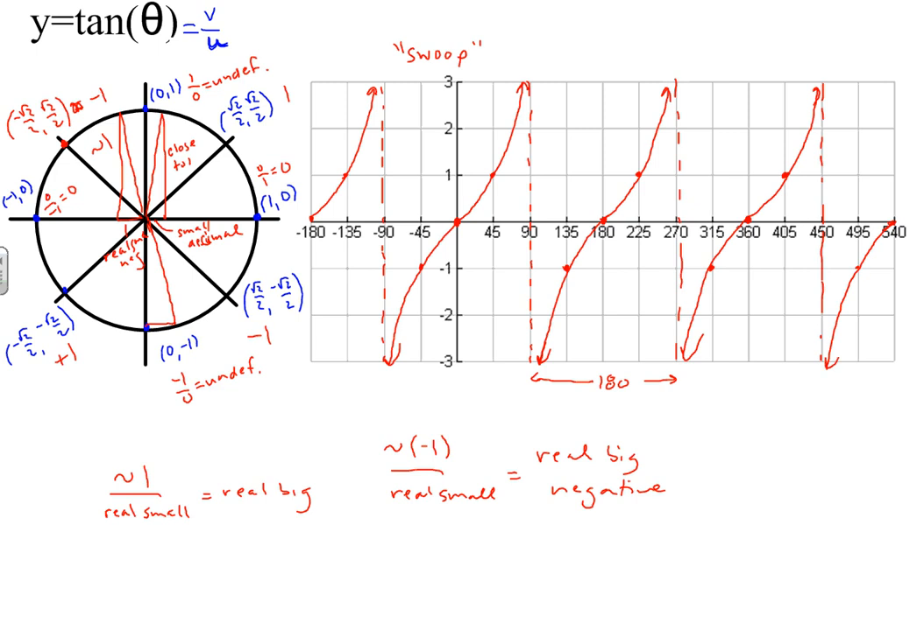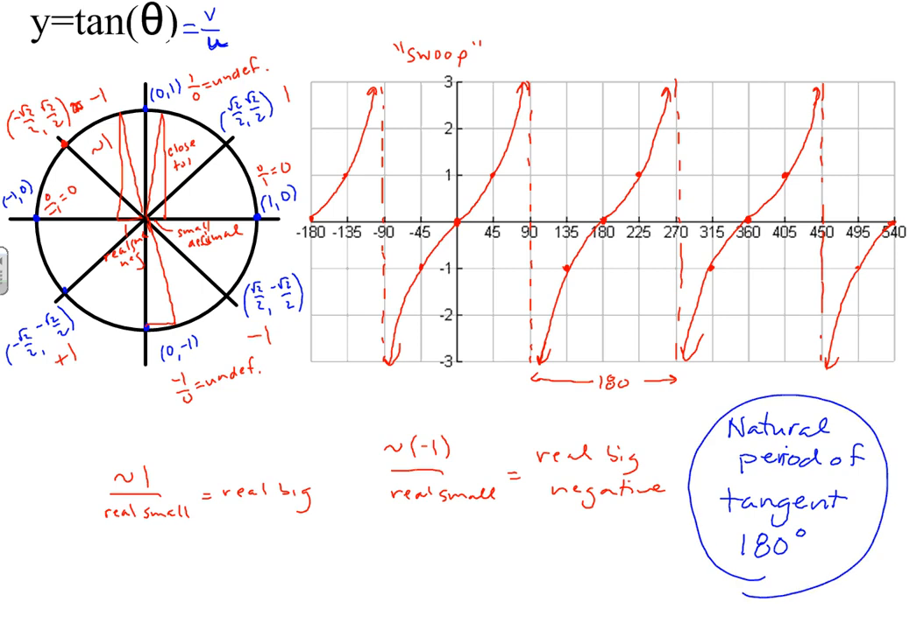Okay, so one of the things I want you to think about is if I look at the tangent graph here, the natural period. So if I think about how much of this graph I need to repeat in order to reconstruct the entire graph, it's only 180 degrees. So the natural period of tangent is 180 degrees, not 360 like it was for sine and cosine and secant and cosecant. It takes 180 degrees to get through a pattern of tangent and not 360.